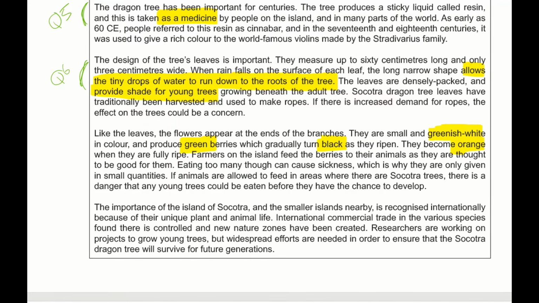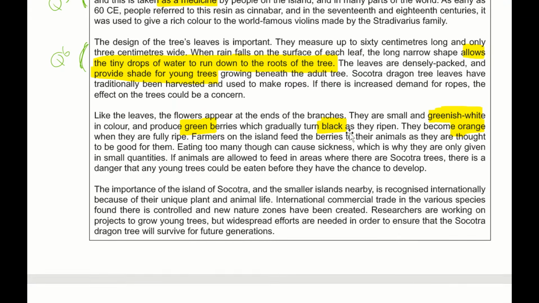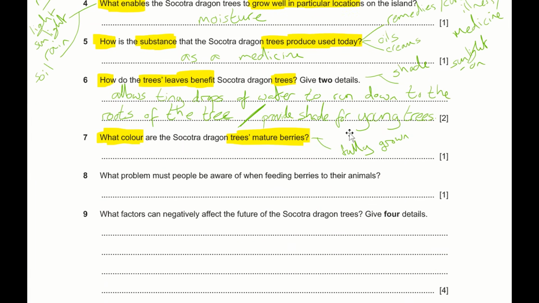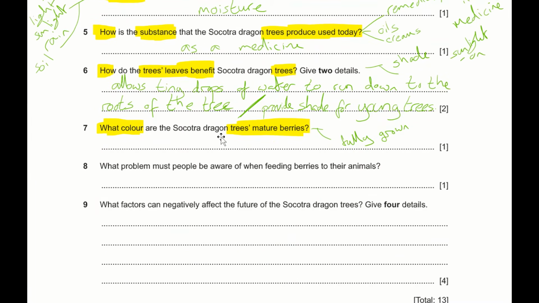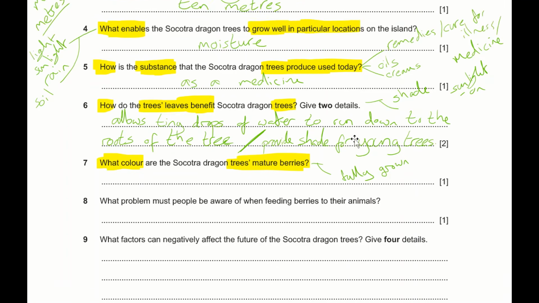Farmers on the island feed the berries to their animals and they are thought to be... Okay, so there's nothing else about colors beyond that point. So now I've got a choice again, as I assumed there would be more than one option for color. So which color is it? I'm going to go back to the question and remind myself of what the key words were. What color are the tree's mature berries? So we said mature means something that's fully grown.